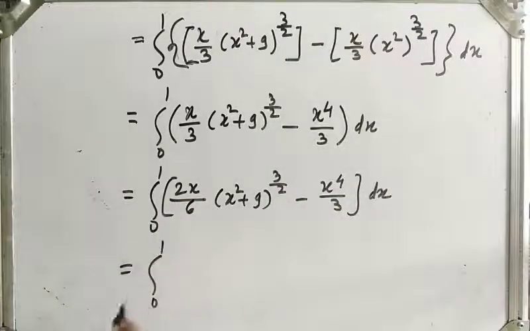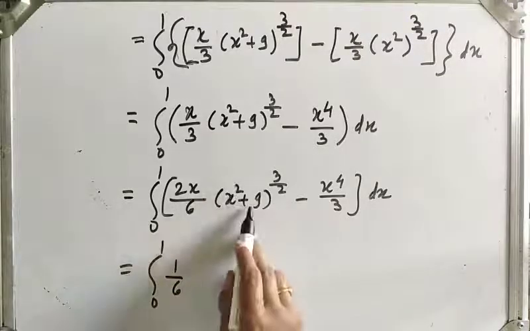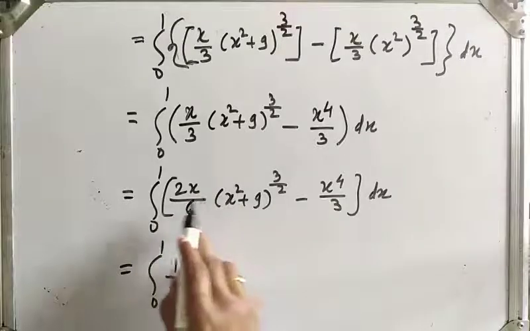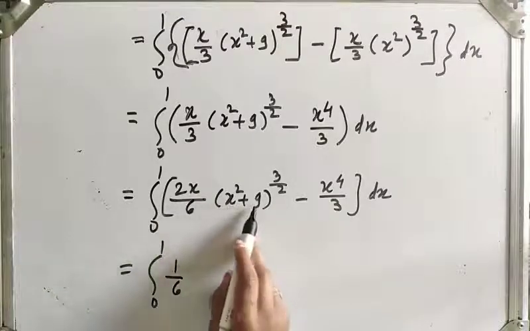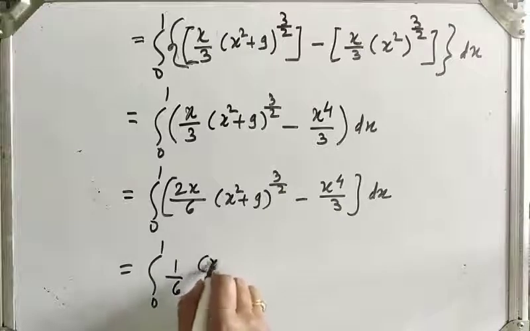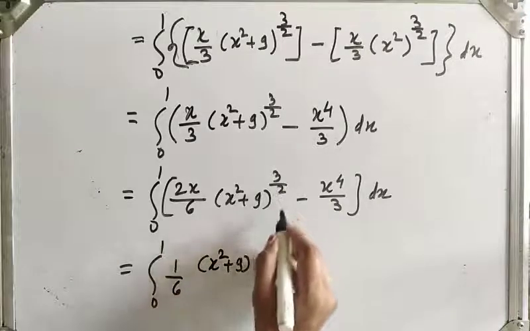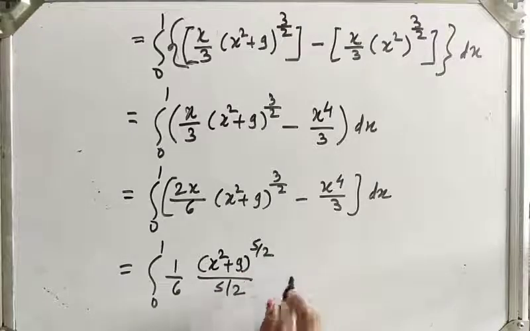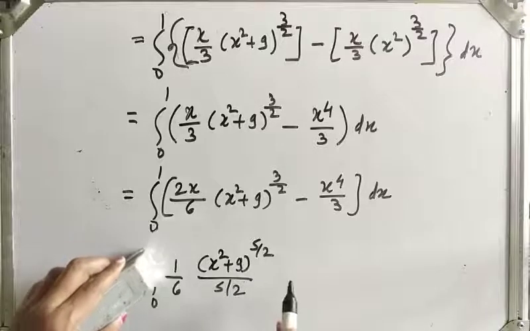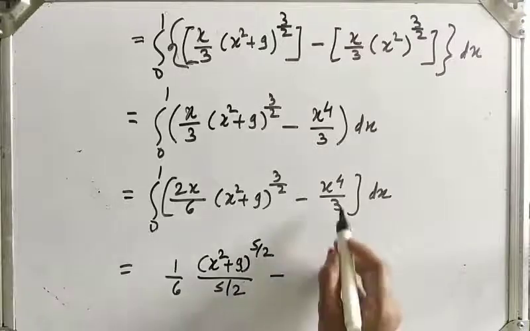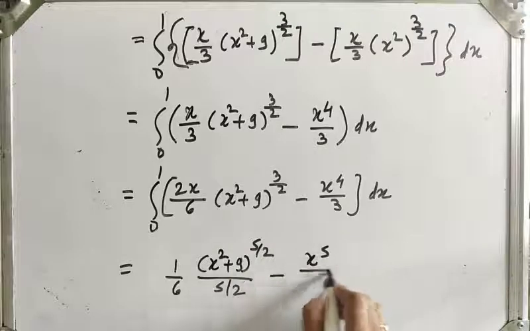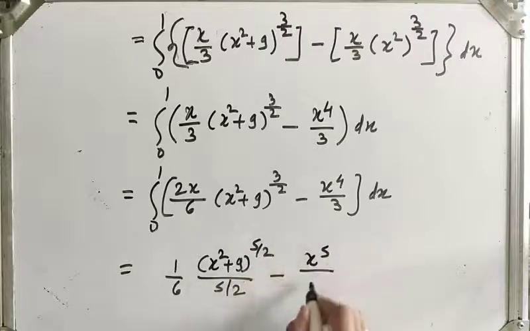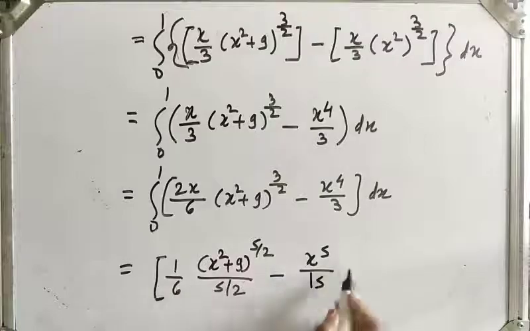which is equal to the integral 0 to 1, this 1 upon 6 as it is. This 2x is the derivative of x square plus 9, raised to 3 by 2. So its integration will be what? X square plus 9 raised to 3 by 2 plus 1, that will be 5 by 2 upon 5 by 2. Here we are integrating, so no need of this minus. What will be the integration of x raised to 4 upon 3? X raised to 5 upon 5 into 3, with limits 0 to 1.